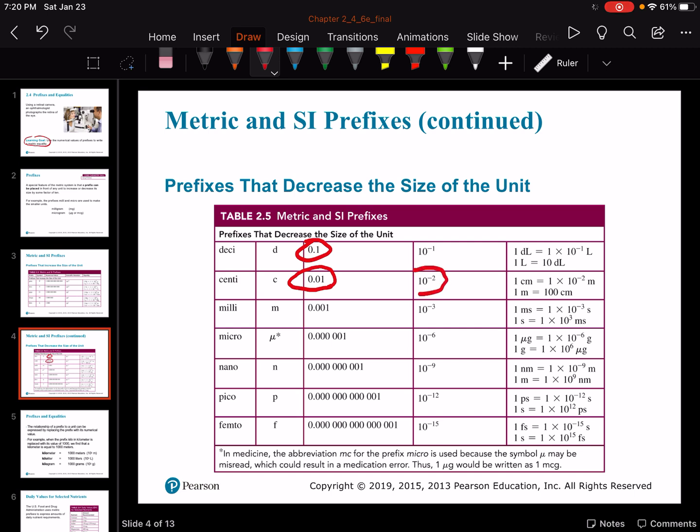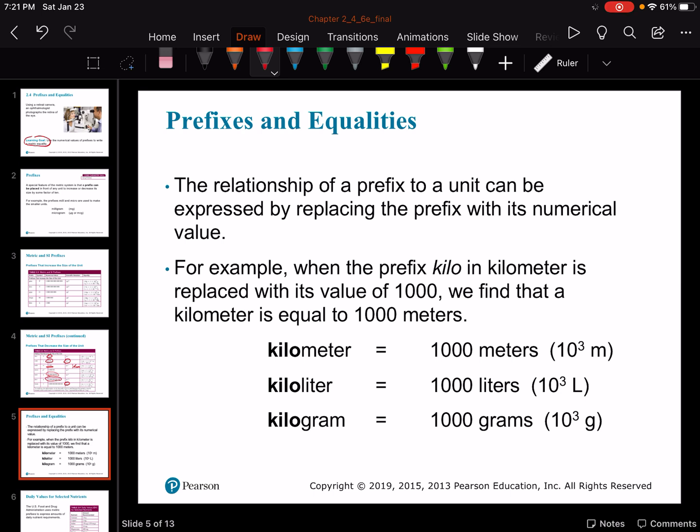That's 1/100th, okay? Milli means 0.001, or 10 to the minus 3, or 1/1000th. Micro means 1/1,000,000th. Nano means 1/1,000,000,000th. A pico means 1/1,000,000,000,000th. And a femto means 10 to the minus 15. I don't know what that means. Okay? So let's use these in some examples.